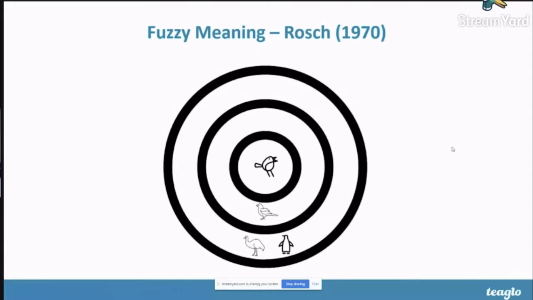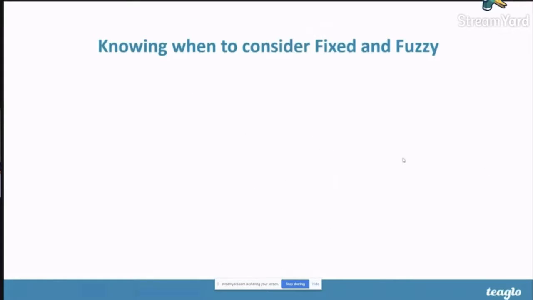So remember, in the fixed view of a concept, every example of that concept has equal footing. So every fire is equal to every other fire. No fire is more fire-like than another. But in this fuzzy view of concepts that prototype theory is demonstrating, examples of a concept can resemble each other, but they're not necessarily equal. So we need to think about and consider when we use fixed and when we use fuzzy.